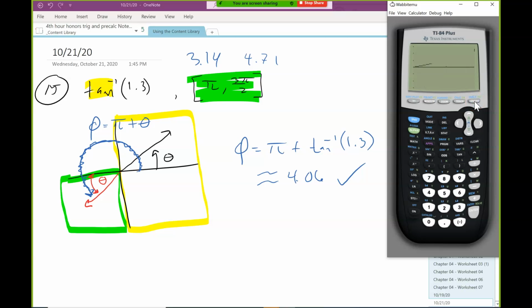And then if we hit graph, so this is our tangent function coming in here. This is our line 1.3. So the value that we're looking for is here at the intersection. So if you do second and trace and pick the intersect command and follow the prompts, you'll spit out the value, and it's about 4.06, same number that we got before. It's a perfectly reasonable way of doing it, Dan.